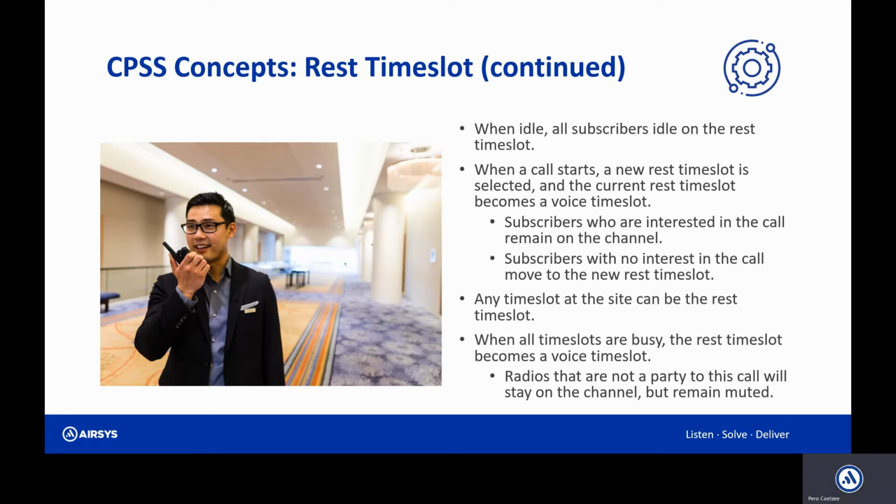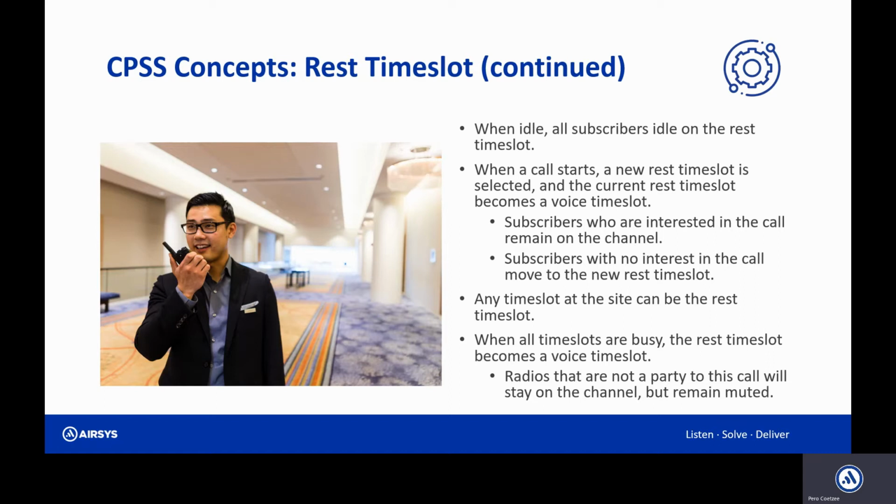So subscribers who are interested in the call will remain on that channel, and subscribers who are not part of the call will then move to the new rest channel. So every time a call is made, a new rest channel will be allocated in the system, and all the radios that are not part of the first call will then sit idle on the new rest channel. And any time slot at the site can be a rest time slot or rest channel. And when all the time slots are busy, the rest time slot will become a voice time slot. And radios that are not a party to this call will stay on the channel but remain muted.